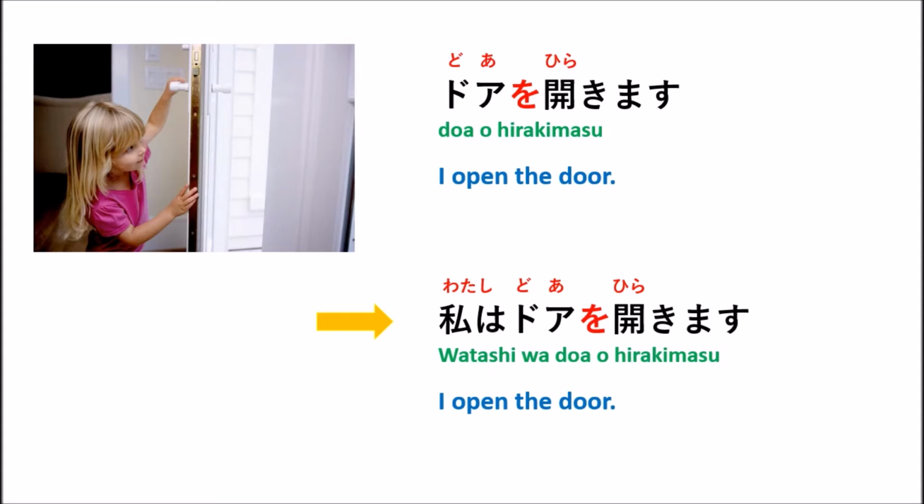But actually you can use 私はドアを開きます or ドアを開きます, which means I open the door. It just has the same meaning. But when you talk about another person, it's not you who opens the door. So when you want to say that somebody opened the door, you can use that person's name.